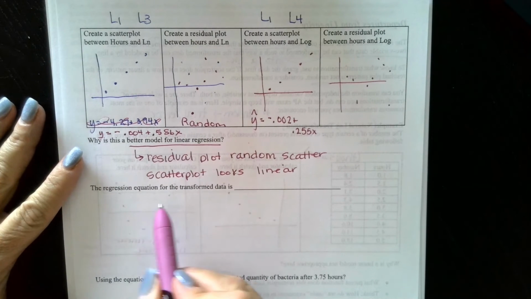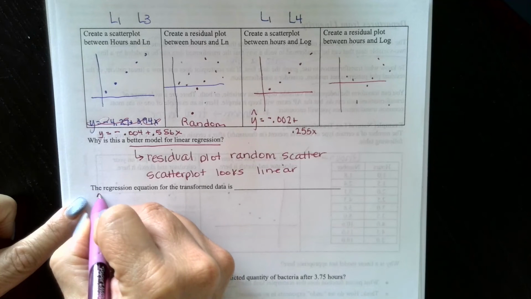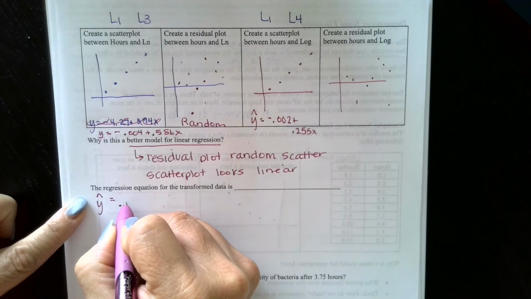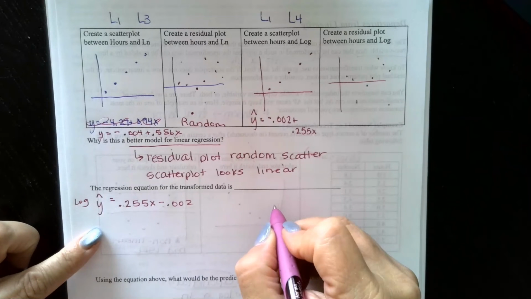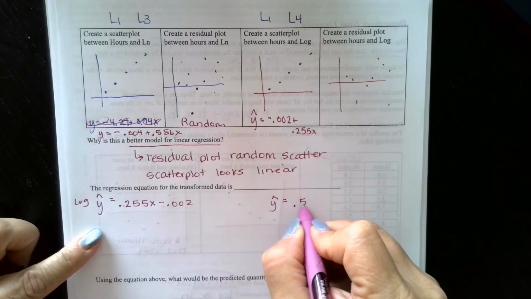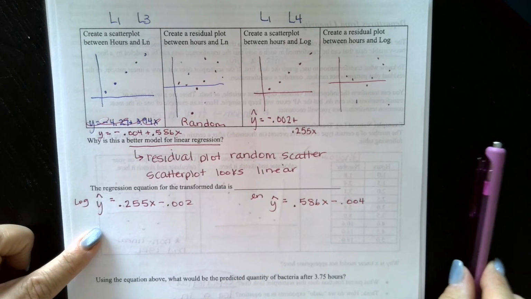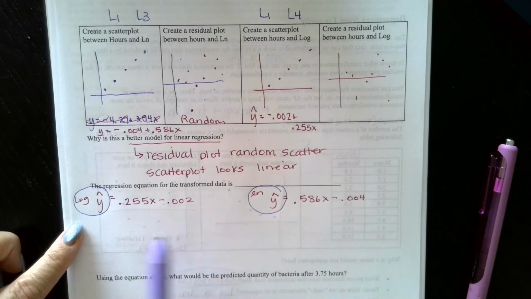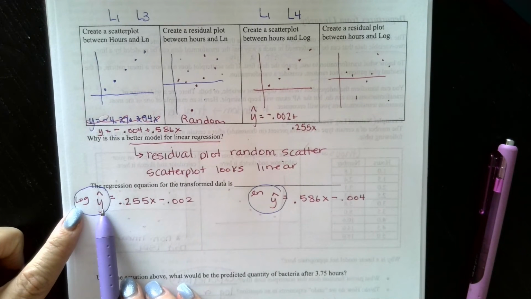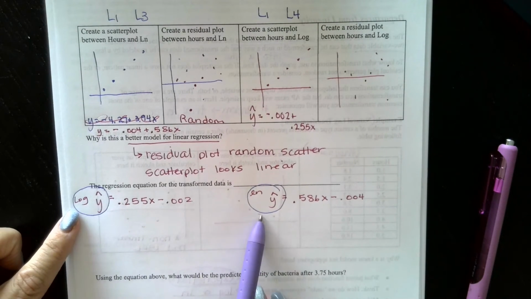So I'm going to show you something above. So if I have this regression equation for the transformed data, so this would give me y hat equals 0.255x minus 0.002. This is for my log data. And I have y hat equals 0.586x minus 0.004, and this is for my ln data. Okay, now here's why this is important. If I have this, I have to include this part of my equation because it's not a linear line. It is a linear line, but it's a linear line because we transformed it with log, or it's a linear line because we transformed it with ln. And so if I look at these two datas, I have to tell it either log or ln.